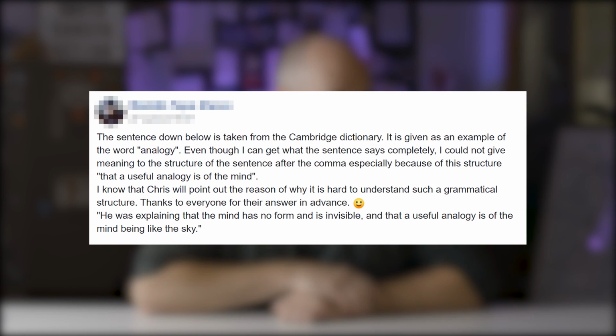The sentence down below is taken from the Cambridge Dictionary. It is given as an example of the word analogy. Even though I can get what the sentence says completely, I could not give meaning to the structure of the sentence after the comma, especially because of this structure, that a useful analogy is of the mind. I know that Chris will point out the reason why it's hard to understand such a grammatical structure. So let's start by reading this example sentence from the dictionary.